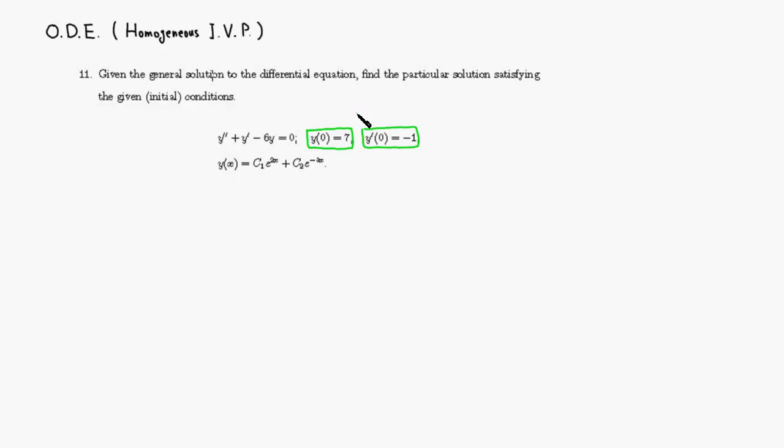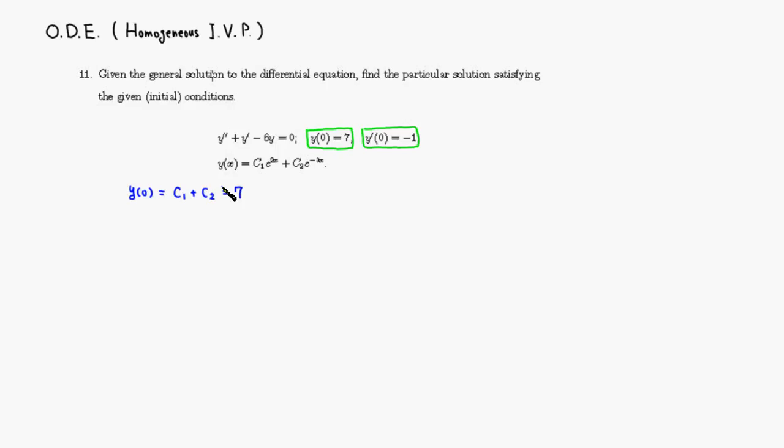Luckily, they give us the general form of the solution too. So all you really have to do is find the values of C1 and C2 using these two initial value conditions. So let's do that. Using the first one, you plug in x equals 0, so y of 0 is equal to, if you plug in 0, e to the 0 is going to be 1, so it's just C1 plus C2, and this is going to be equal to 7.